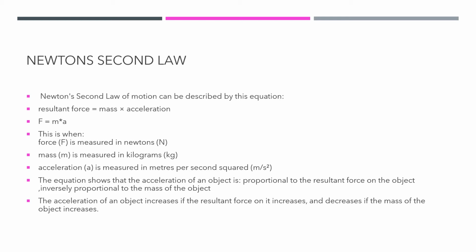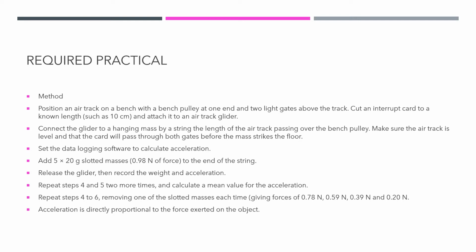So resultant force is mass times acceleration, F equals ma. This is where force is measured in newtons, mass is measured in kilograms, and acceleration is measured in meters per second squared. The equation shows that the acceleration of an object is proportional to the resultant force on the object, and inversely proportional to the mass of the object. The acceleration of an object increases if the resultant force on it increases, and decreases if the mass of the object increases.